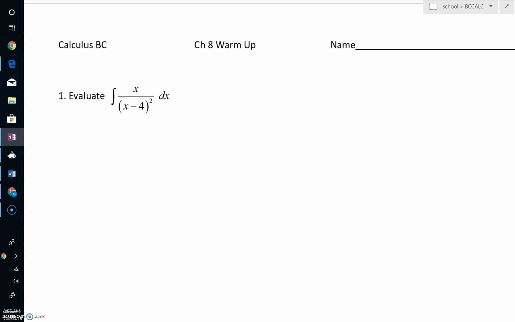Calculus BC, this is a warm-up where we're going to take a look at a partial fraction problem and a differential equations problem. Take a look at number 1. We have x all over x minus 4 quantity squared. We're going to make a partial fraction of that by saying we could have a all over x minus 4 to the first plus b all over x minus 4 to the second.